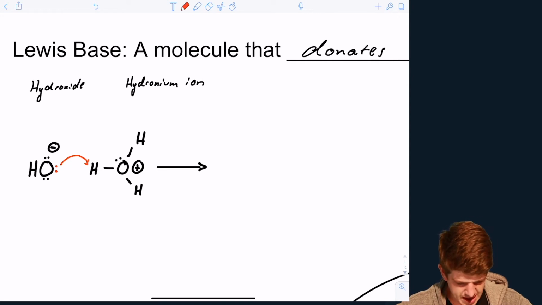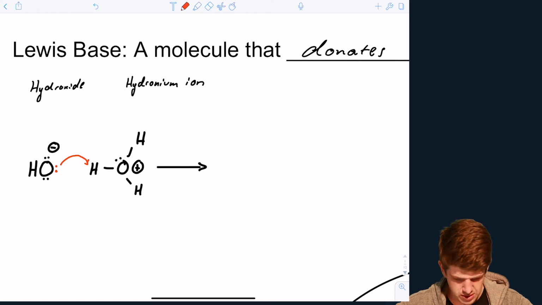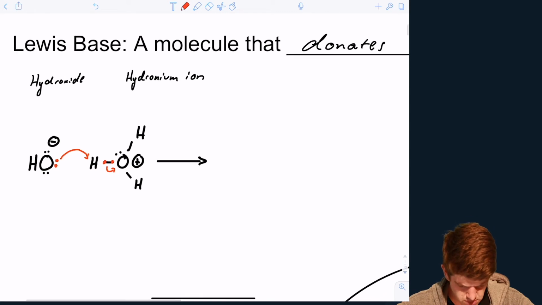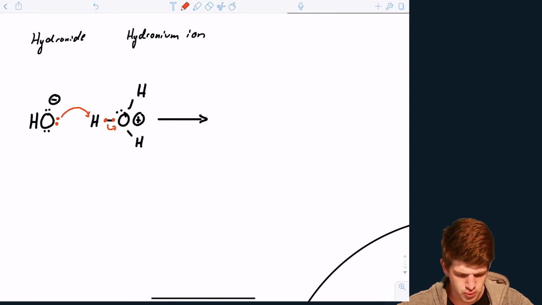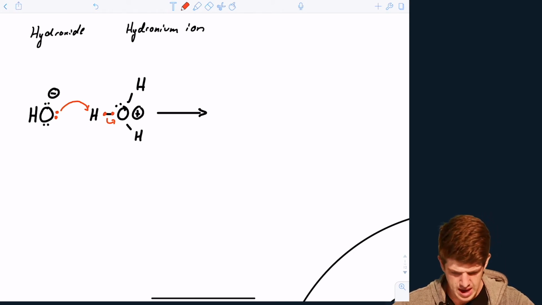And so what's going to happen is hydrogen only likes to have one bond. So as soon as I commit these electrons into a covalent bond with this hydrogen, that hydrogen is going to lose its electrons. And those electrons are going to go back to the oxygen. So a very important point here is this is called a deprotonation, right? I'm grabbing a proton.